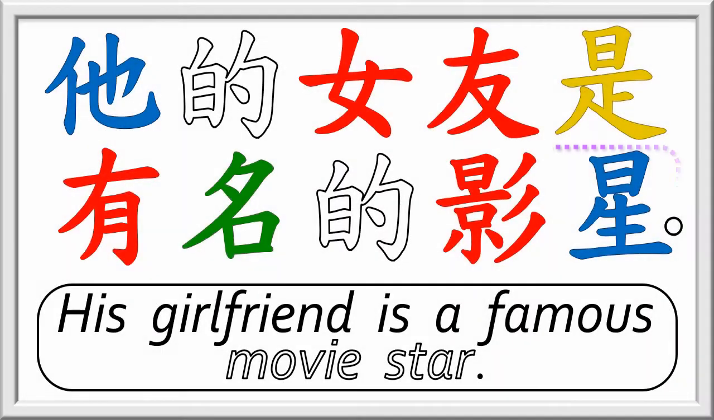A movie star in Mandarin is 影星, as in this example. 他的女友是有名的影星. His girlfriend is a famous movie star. The fourth character in today's lesson pairs the water radical with 经 as its phonetic, but with a sound change. It's pronounced second tone. 凉, 凉.